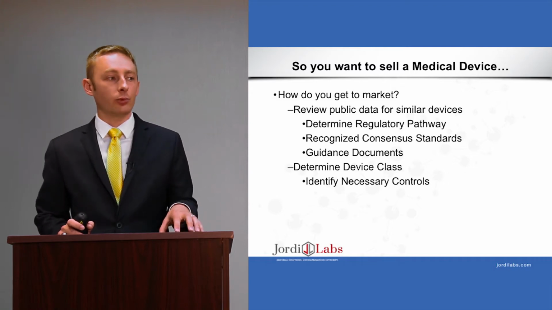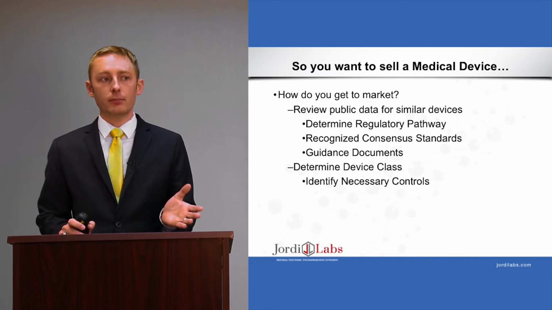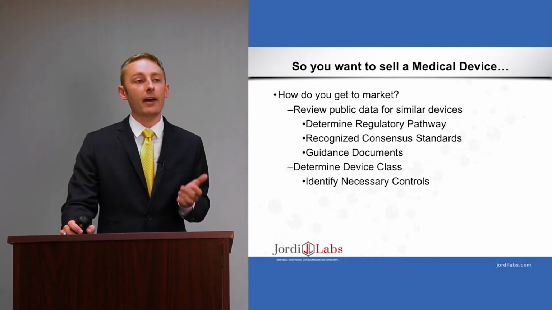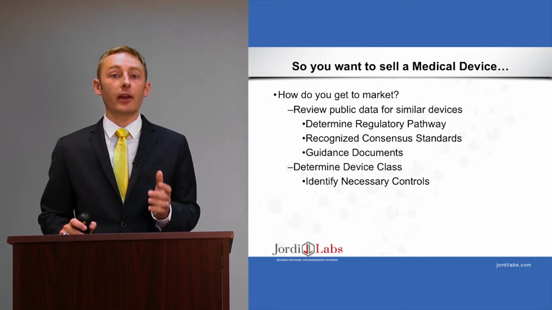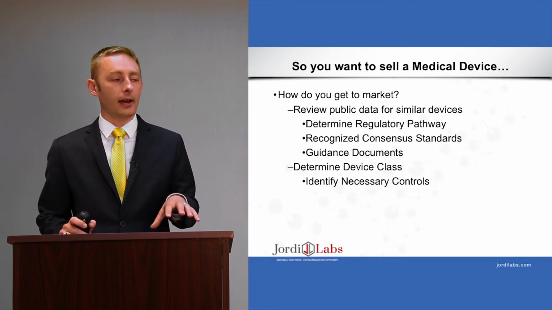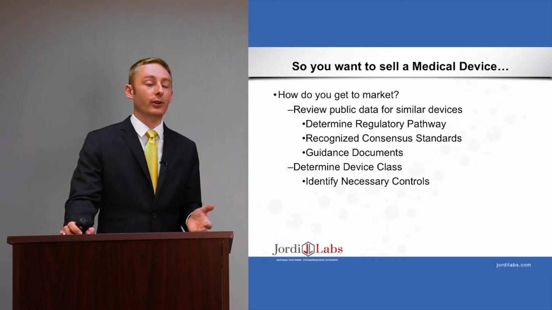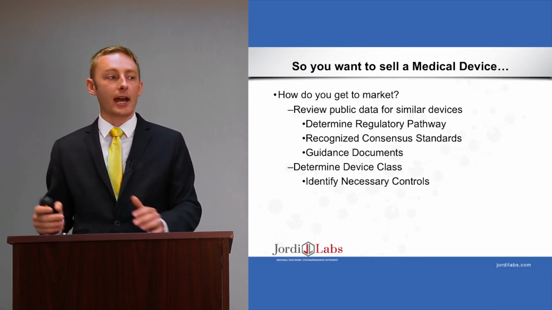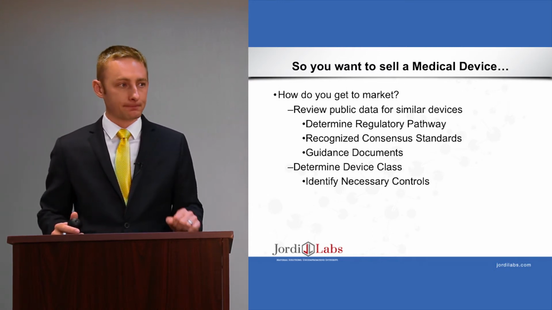Secondly, you have to review the guidance for recognized consensus standards. For example, if you make a device that the FDA has already regulated, they have guidance documentation on their website that's available to you that would tell you what sort of testing they're looking for when you go to perform testing. And then finally, you can review that guidance document and determine your device class. There are many different kinds of devices, but the FDA has pigeonholed them into different categories, and different categories have different requirements. And we'll go over that in a second.